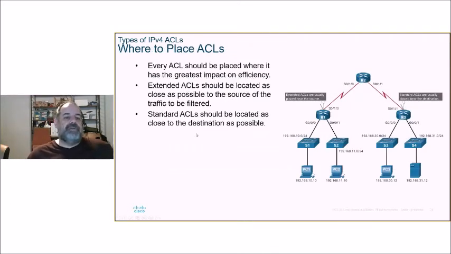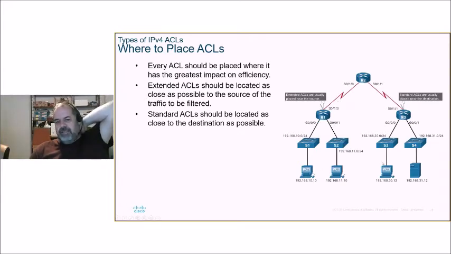Now, where to place ACLs? Every ACL should be placed where it has the greatest impact on efficiency. Extended ACLs should be located as close as possible to the source of the traffic to be filtered. Standard ACLs should be located as close as possible to the destination of the traffic that's filtered. Now, the reason for that is with extended ones, because you have far greater control and it's a lot more granular, you can control what traffic is routed, and so you can actually stop it from maybe going over these quite possibly limited WAN links. And so you're saving bandwidth on the WAN links.